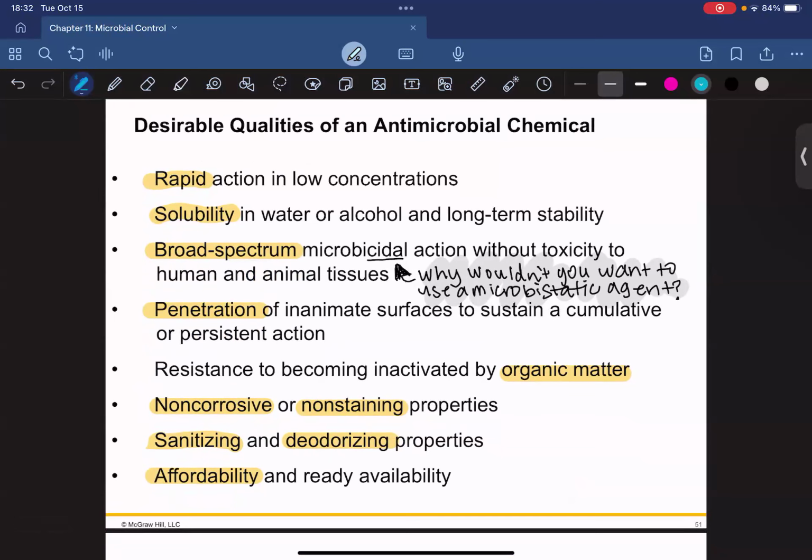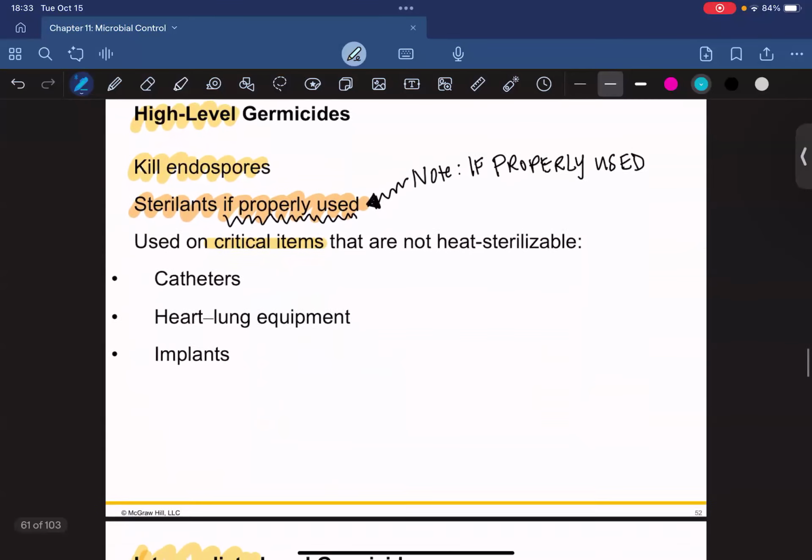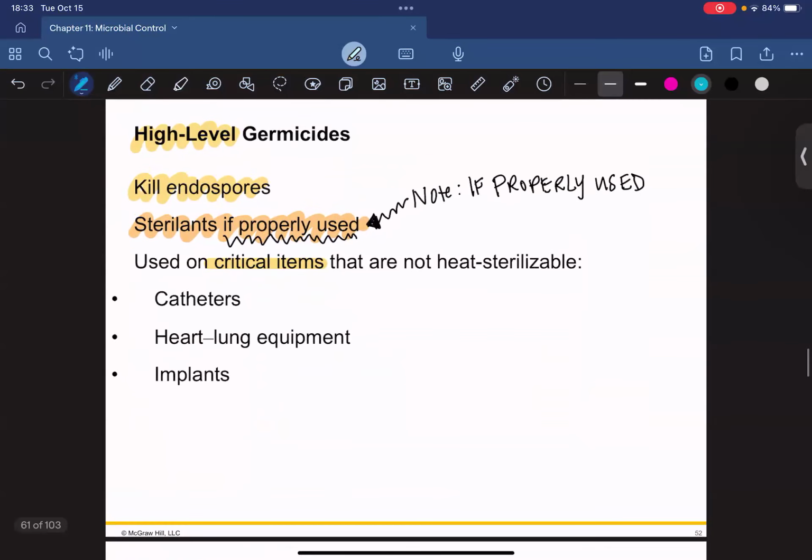You want it to be broad spectrum. Obviously, you want it to be microbicidal, not microbistatic, because you don't want these guys coming back, ideally. You want it to penetrate if you can. Then you want it to be resistant to the presence of organic matter, non-corrosive, non-staining, sanitizing, deodorizing, and affordable. So this is like the ideal chemical, but that obviously doesn't exist. So let's go over our different levels of these chemicals.